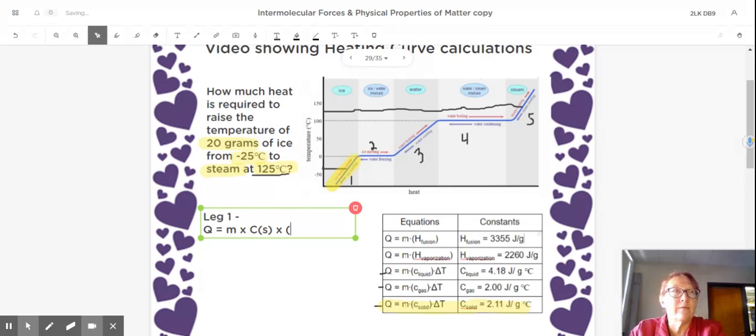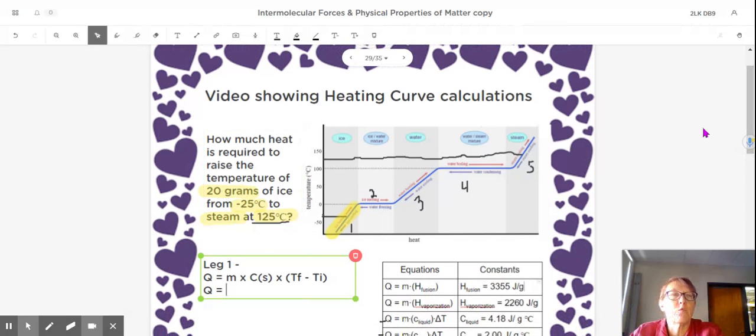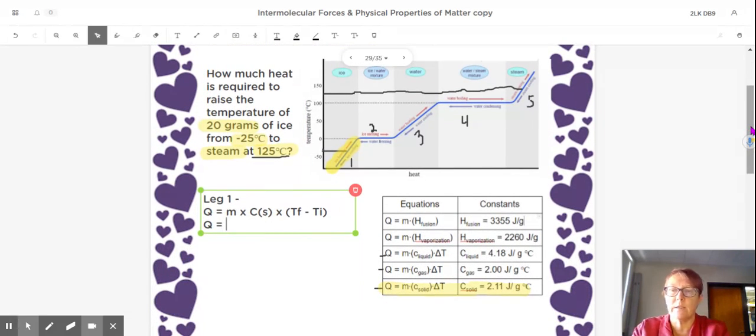Instead of delta T, we know that delta T is equal to T final minus T initial. That will help us figure out what that delta T is. So let's look at some numbers. Q is equal to m, the mass, which is given in our problem. It says we've got 20 grams of ice. That mass doesn't ever change.